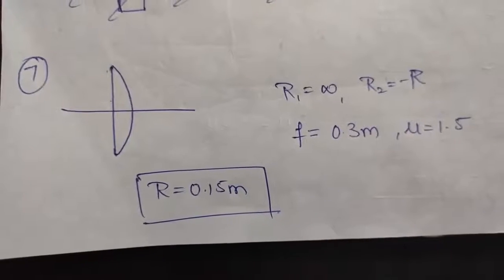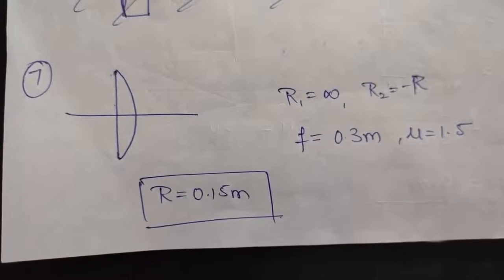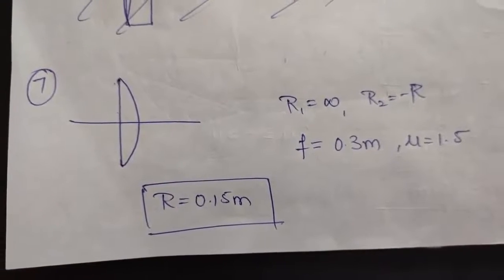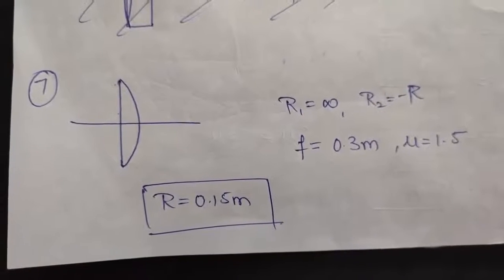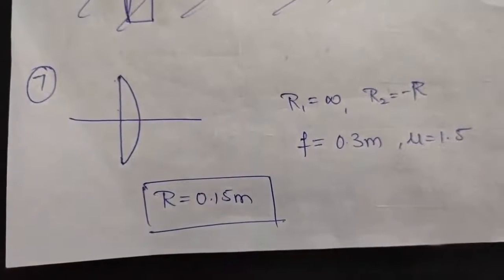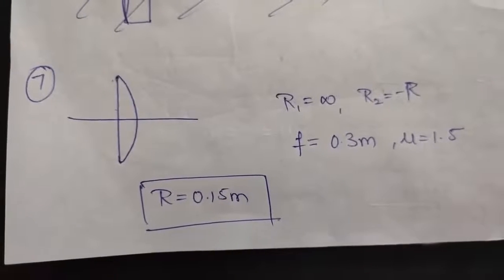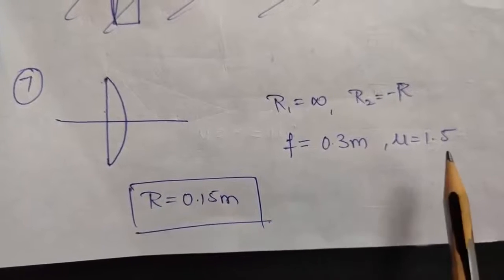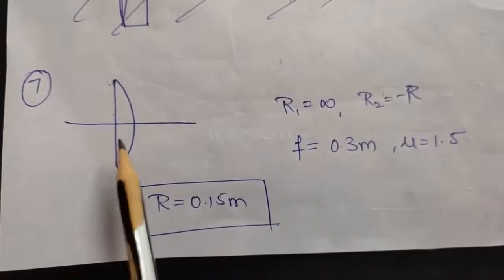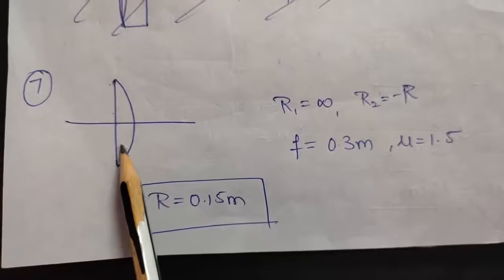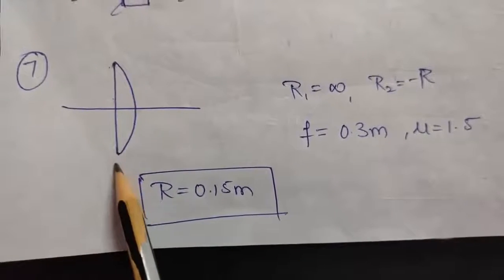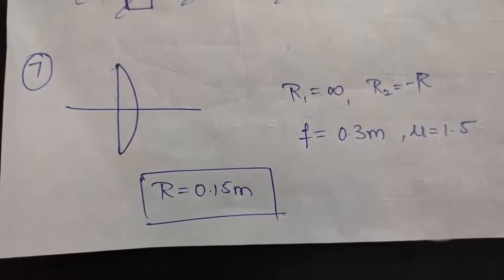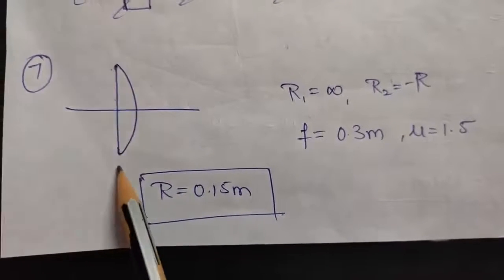Okay, so in question number 7, you have to find the radius of curvature of the convex surface of a plano-convex lens whose focal length is 0.3 meters and refractive index is 1.5. Okay, so focal length and refractive index are given to you. Now this is nothing but a plano-convex lens because one side is plane. So as you know, the radius of curvature for a plane surface is infinity.